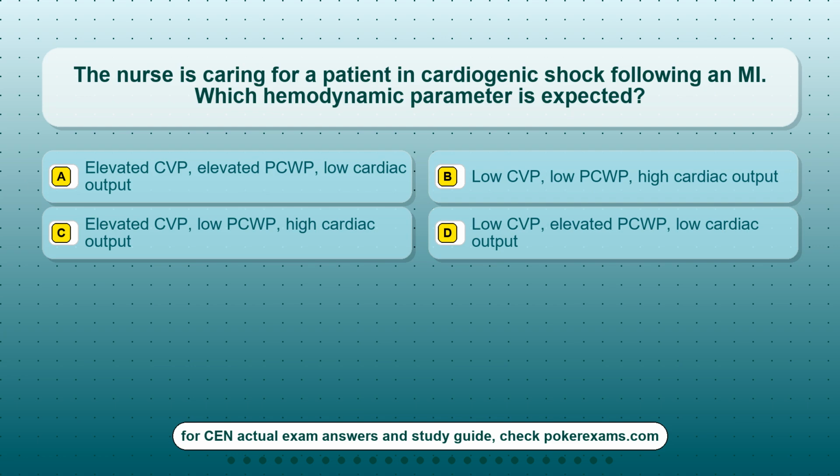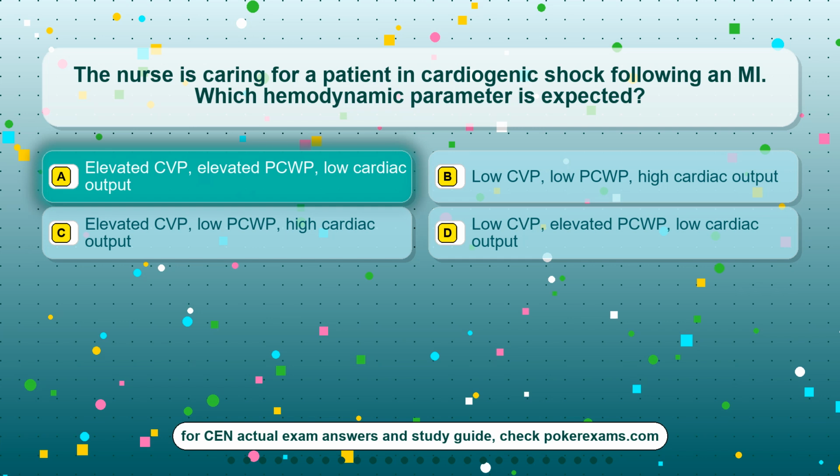Question 14. The nurse is caring for a patient in cardiogenic shock following an MI. Which hemodynamic parameter is expected? Option A. Elevated CVP, elevated PCWP, low cardiac output. Option B. Low CVP, low PCWP, high cardiac output. Option C. Elevated CVP, low PCWP, high cardiac output. Option D. Low CVP, elevated PCWP, low cardiac output.